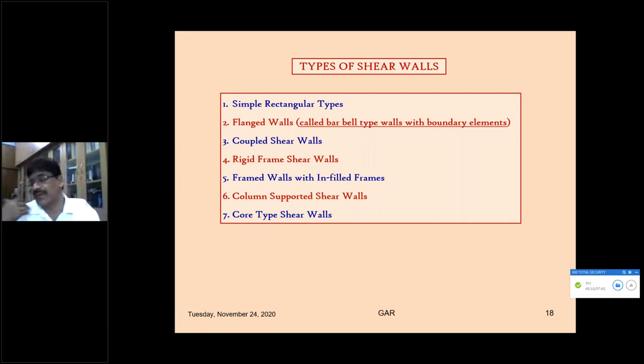Then again, due to some architectural reason, the shear walls can also be provided above, like in a column system. So, column supported shear wall. And then whenever we have the core, core type shear walls can be provided.